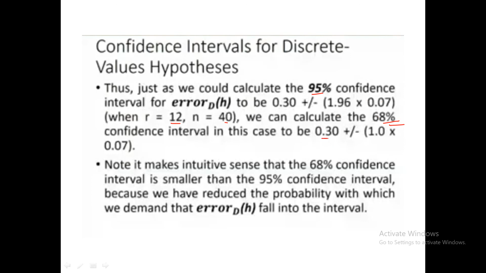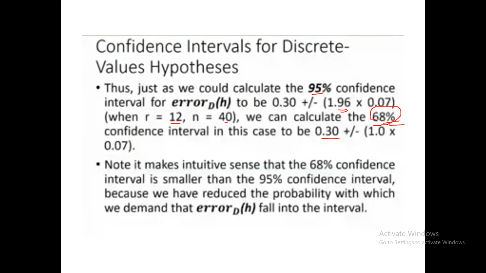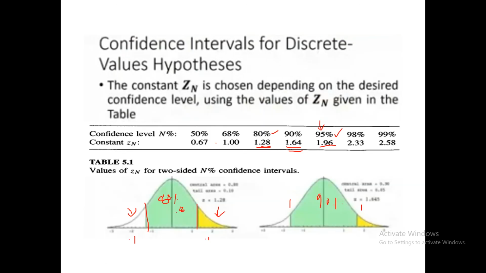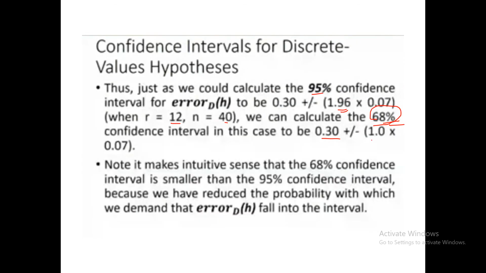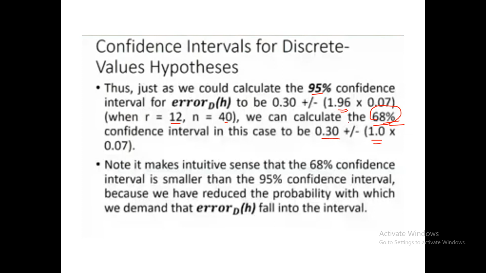Everything will be the same. Sample error is also the same, plus or minus. Instead of 1.96, because if you look into this table, 1.96 was 95%. Now if you want to calculate for 68%, from this table for 68%, the constant value Zn, the critical value, is 1. So you have to multiply it with 1 here. See here, 1 is there. 1 into 0.07. For 95%, 1.96. If it is for 98%, 2.33. That is going to change.